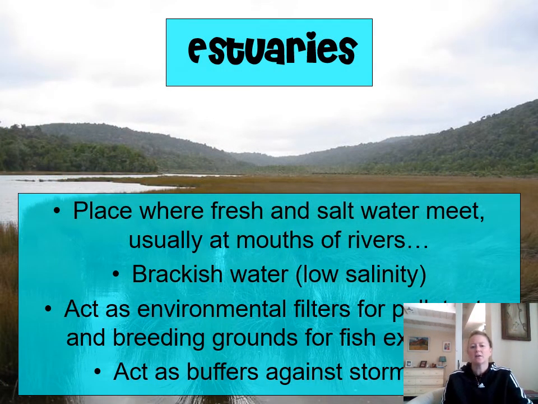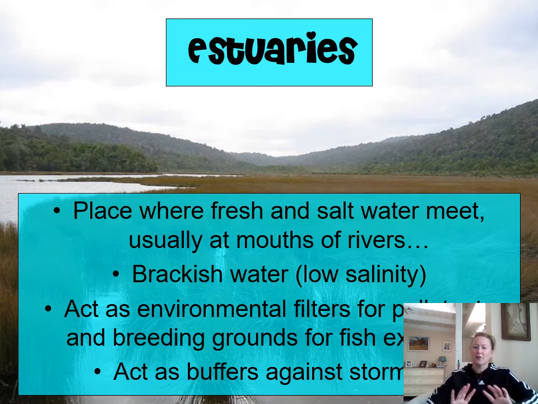And then compare that to estuaries. Estuaries are usually places where fresh and salt water meet, and that usually happens at the mouths or the deltas of the rivers. The water here tends to be brackish, which means it has very low salinity, but it does have salt in it. And what's important to remember about wetlands and estuaries is they do act as environmental filters.